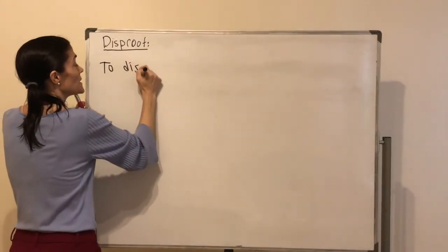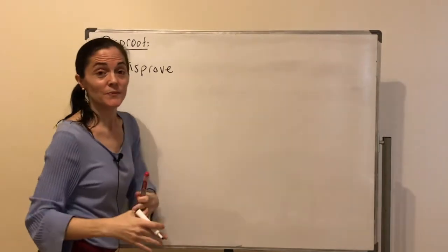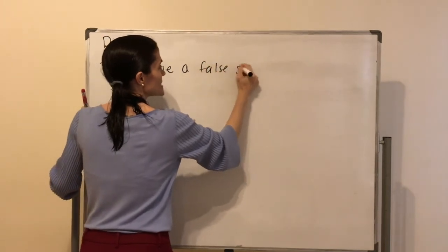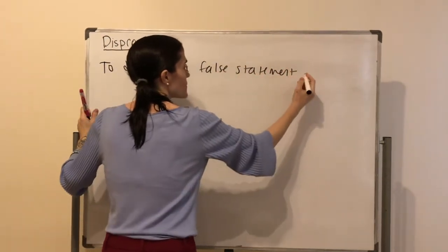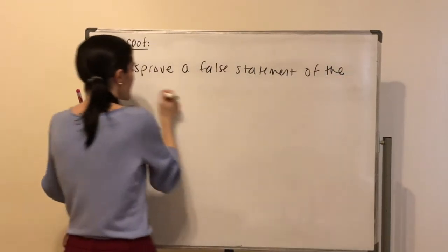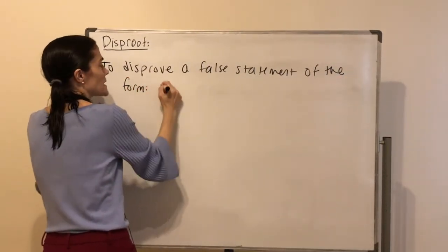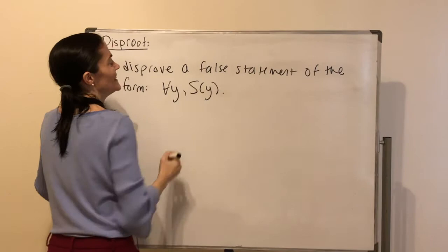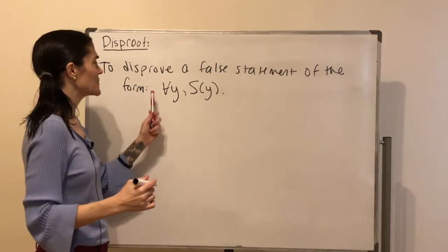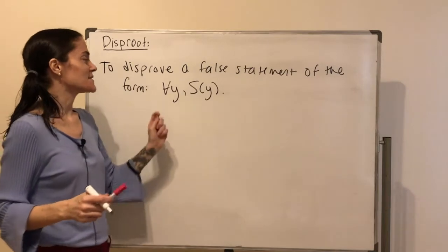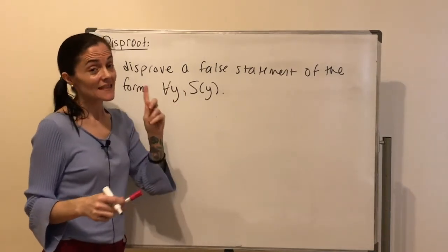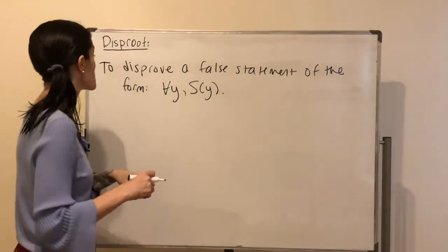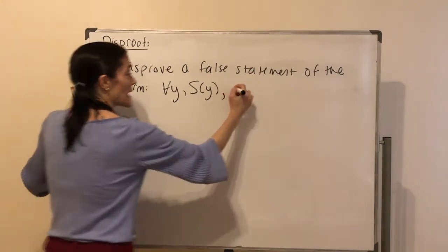And we will focus on disproving universal statements. So to disprove a false statement of the form, say, for all y in some set S, S of y. Well, let's think for a moment how we would do this. If it's not the case that S of y is true for every y, then there is at least one y such that S of y is false. And this is what we will do.